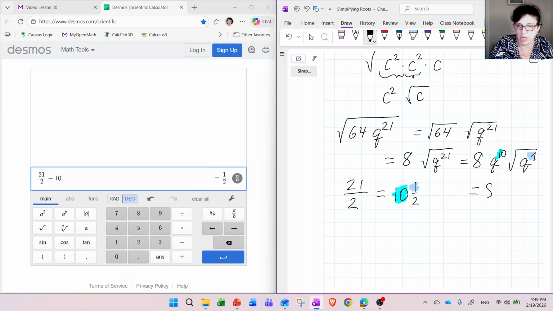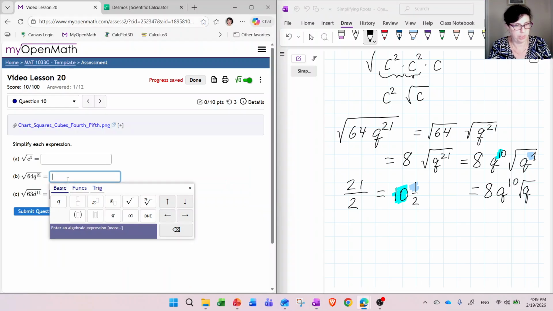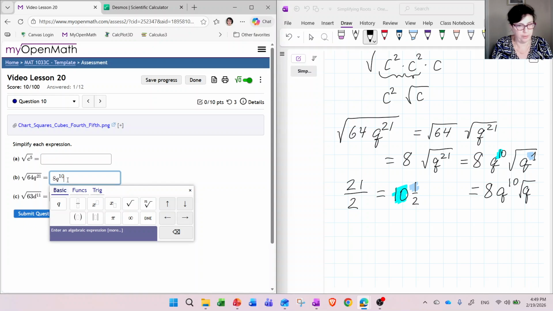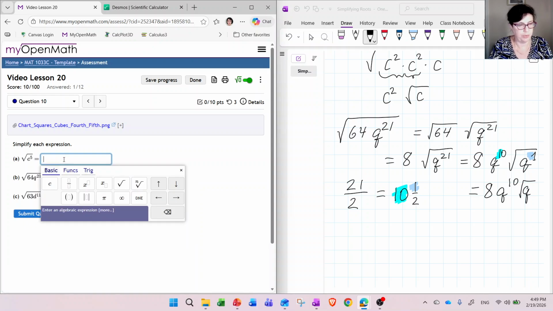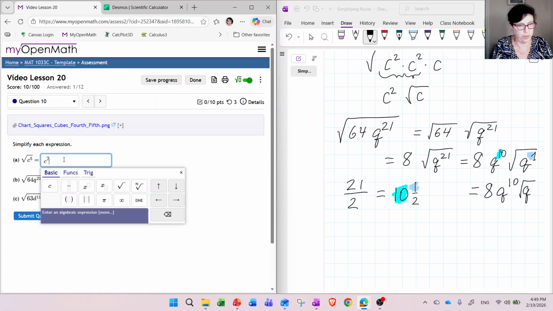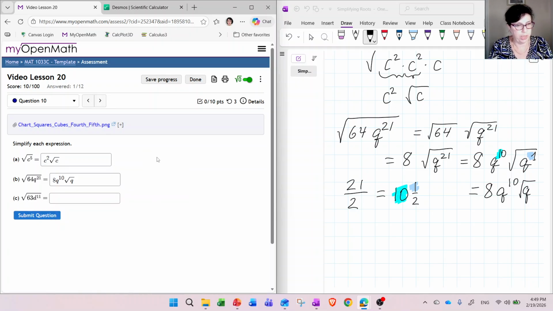So the simplification is 8 q to the power 10 multiplied by square root of q. Okay, so this is again 8 q to the 10 square root of q. This one we simplified as c squared square root of c.